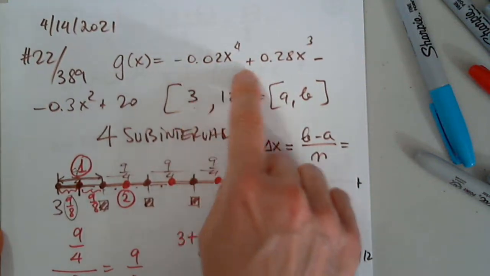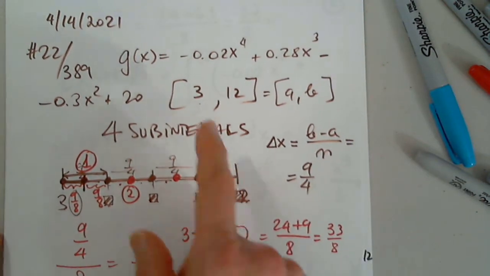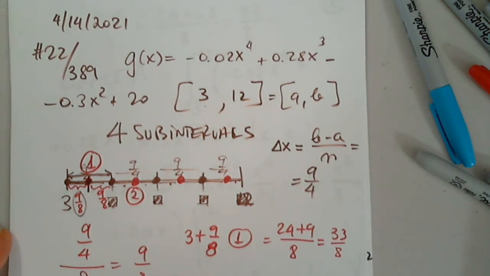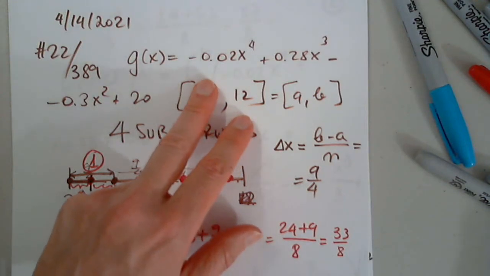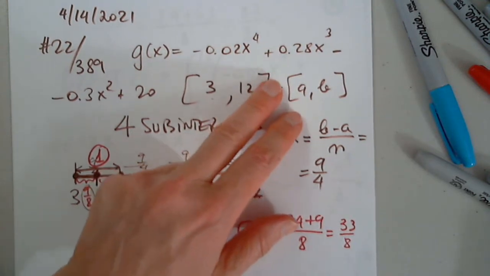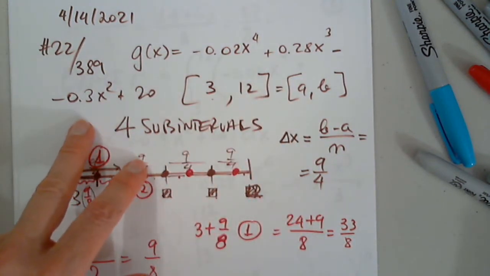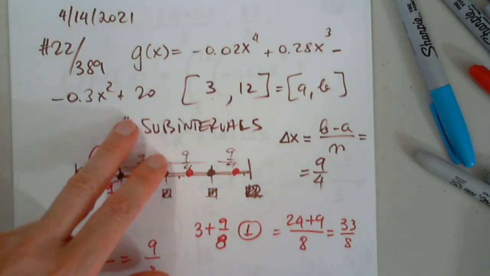What I'm going to do is enter the function as is, without using the list, which is more convenient, but I'm doing it just to check and find my error. So in y equals, I clear. This is negative 0.02 x to the fourth, and then plus 0.28 x to the third, and then minus 0.3 x squared, and then plus 20.